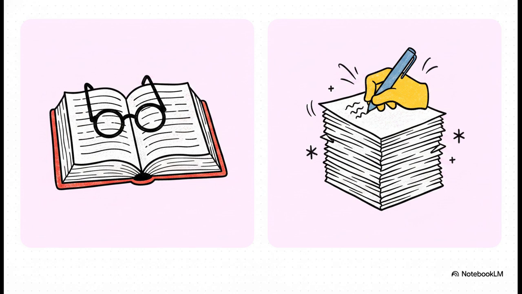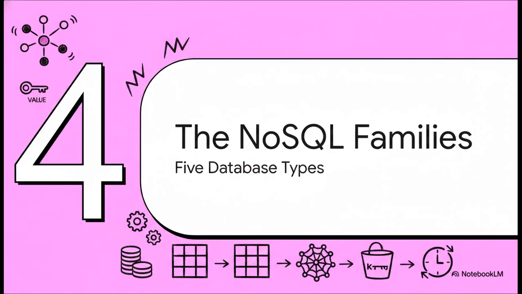So the rule of thumb? Pick B-trees for read-heavy workloads. But if you need extreme write throughput, LSM trees are absolutely your best friend. All right, Section 4, the NoSQL families. Let's take a rapid-fire tour of the 5 major database types.